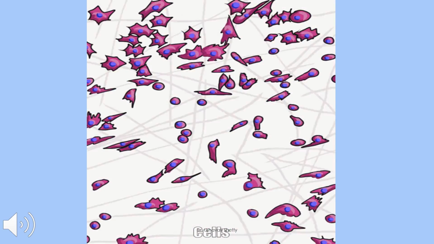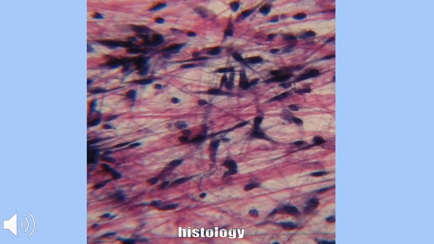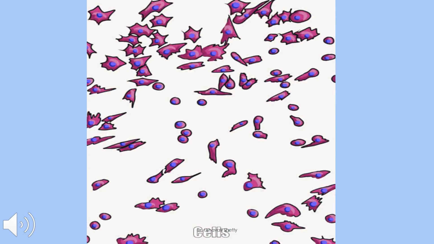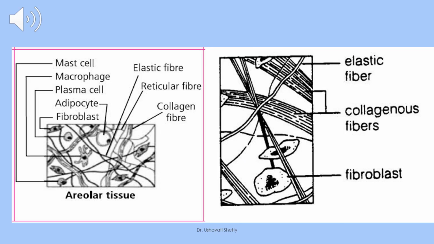Areolar tissue. It is made up of white and yellow fibers with irregularly shaped cells scattered in the matrix. It is the simplest and most widely distributed connective tissue. Location: beneath the epidermis of the skin. Function: it helps to join the skin to the muscle, makes the skin elastic, and helps it to withstand strain. What you can see on the screen right now is a diagram of areolar tissue.